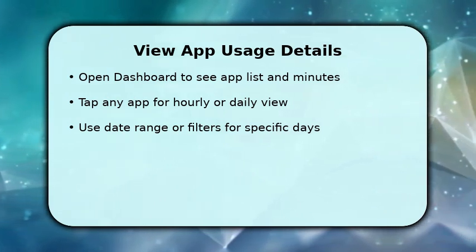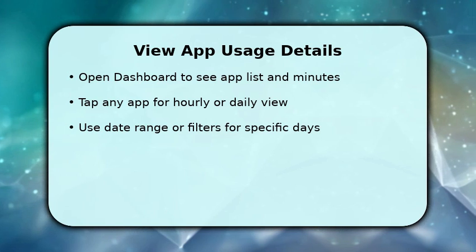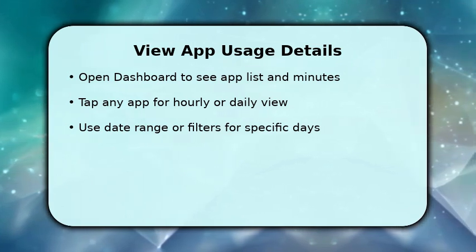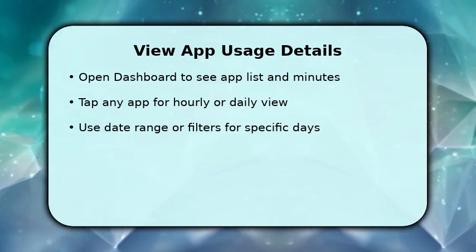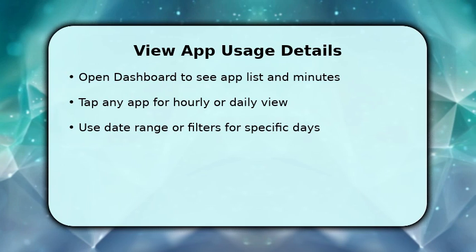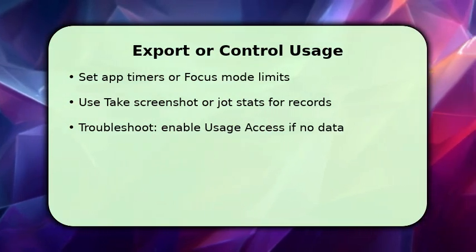Use the date selector to switch between today, last 7 days, or a custom range so you compare trends. If you want finer detail, check app info from the same screen to see battery and background restrictions that affect reported times. Finish by applying controls or exporting results.